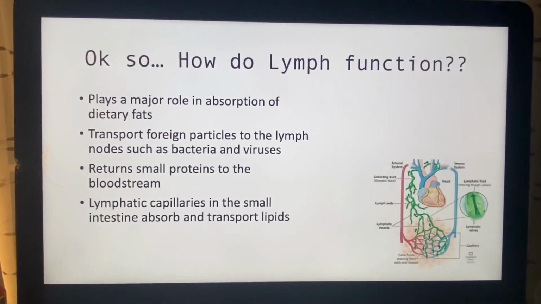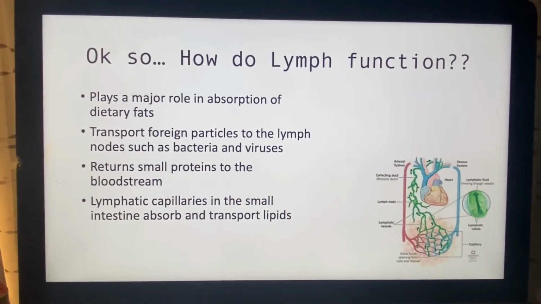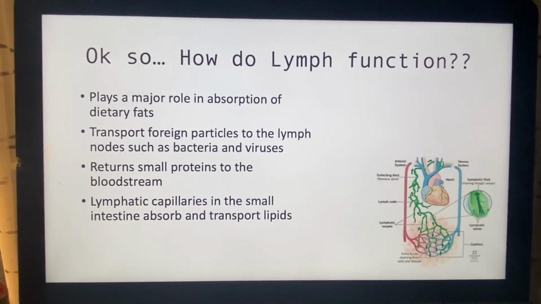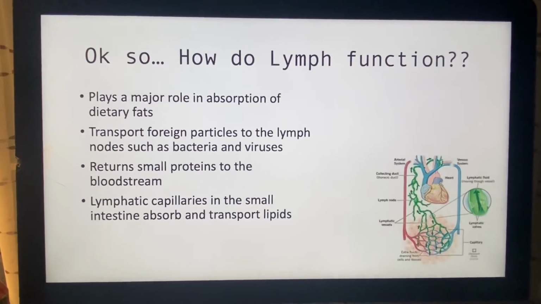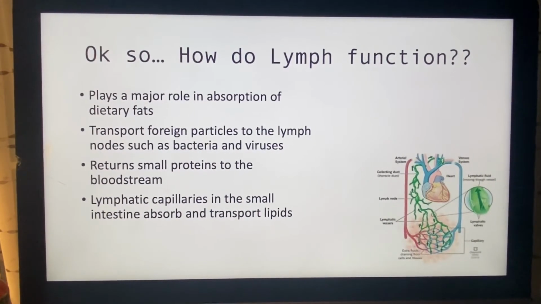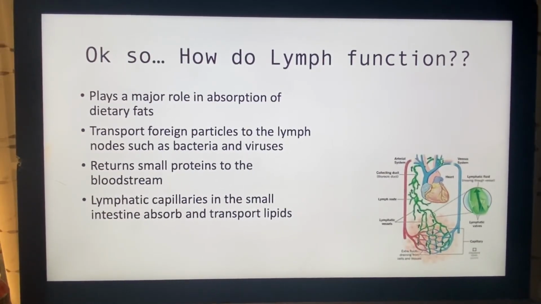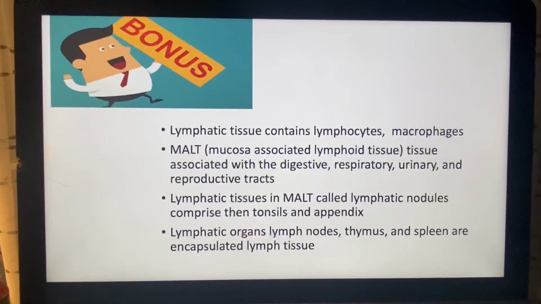So how does lymph function? Lymph plays a major role in absorption of dietary fats. It transports foreign particles such as bacteria and viruses to the lymph nodes, and returns small proteins to the bloodstream. Lymphatic capillaries in the small intestine absorb and transport fluids.